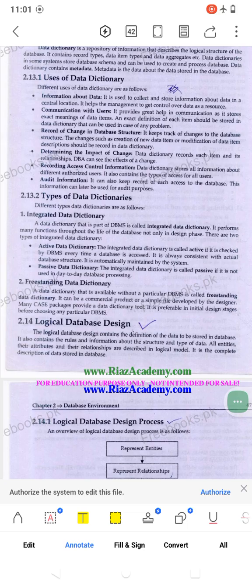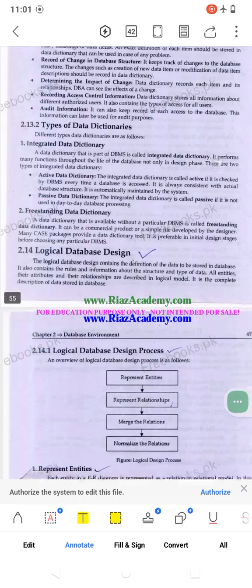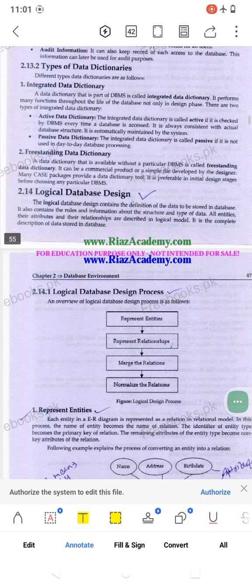Next we have access control information and audit information. We can easily access each record from the database. Audit means we can count the queries and check which transactions were successfully performed or not. This is the audit information. We can easily audit all the queries.